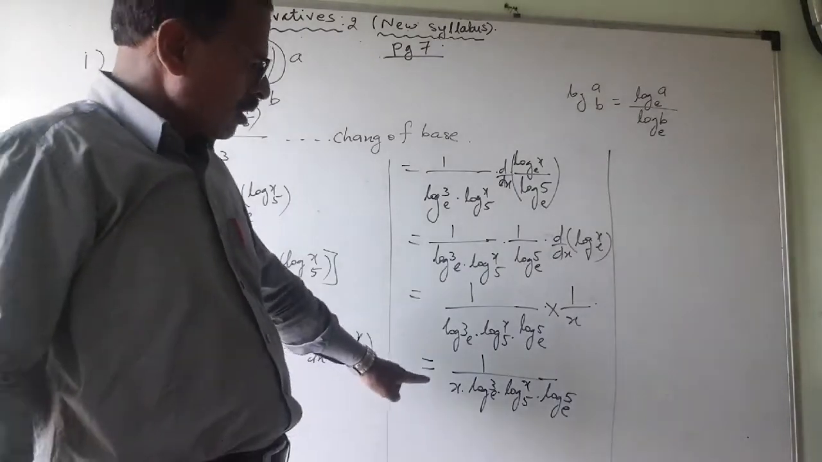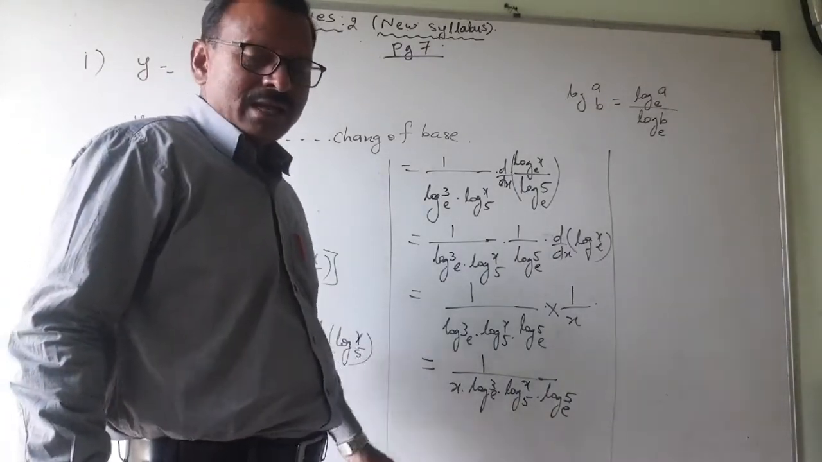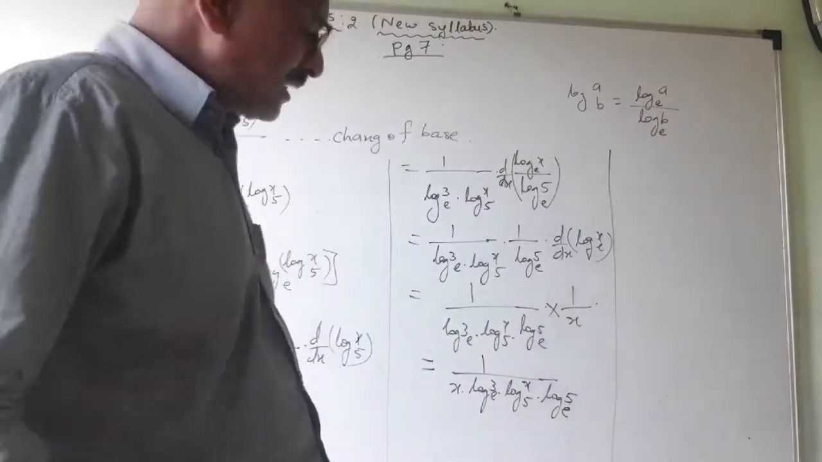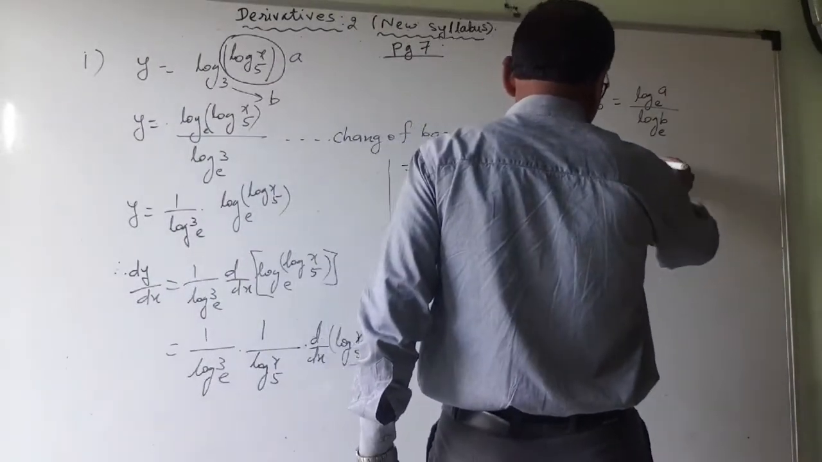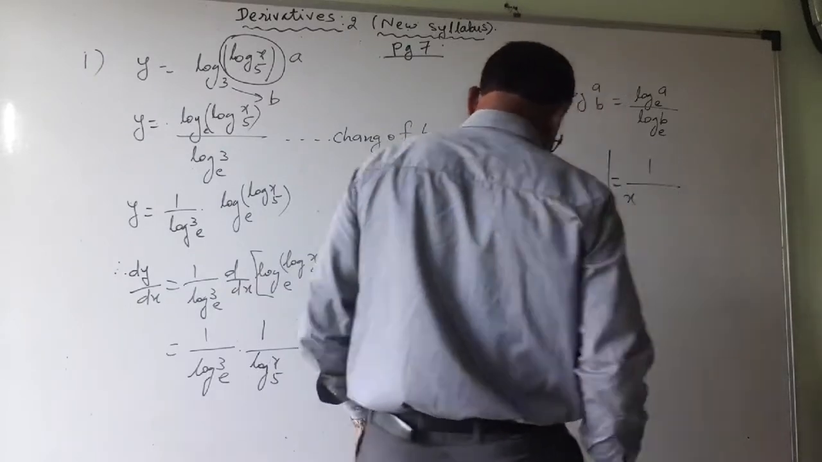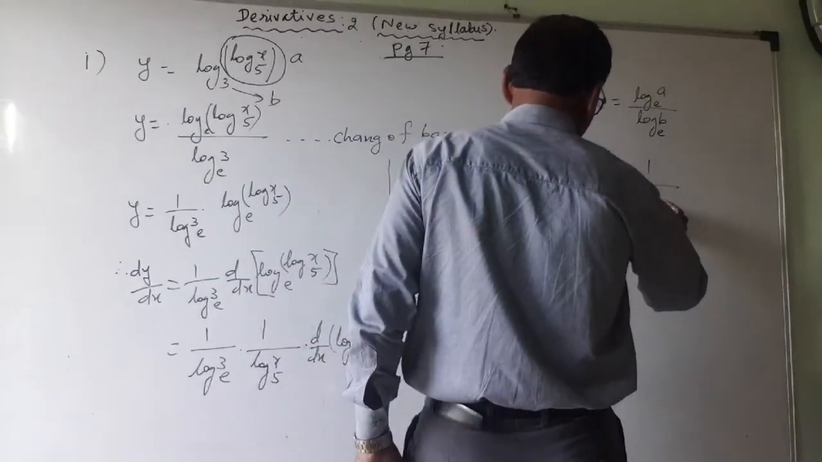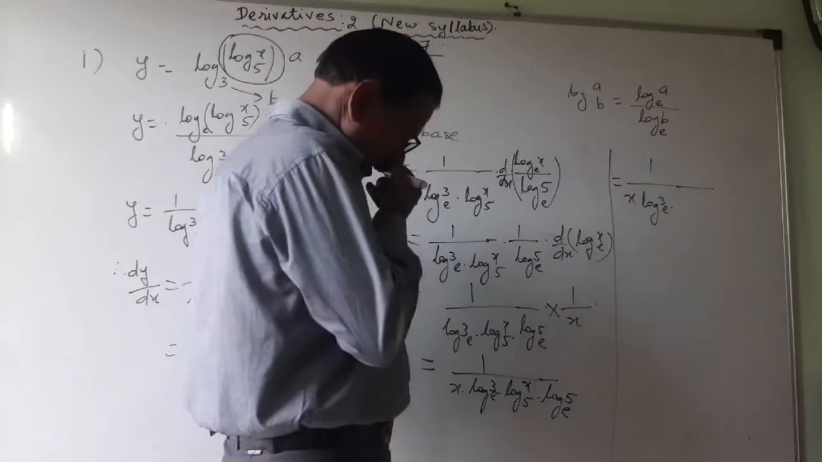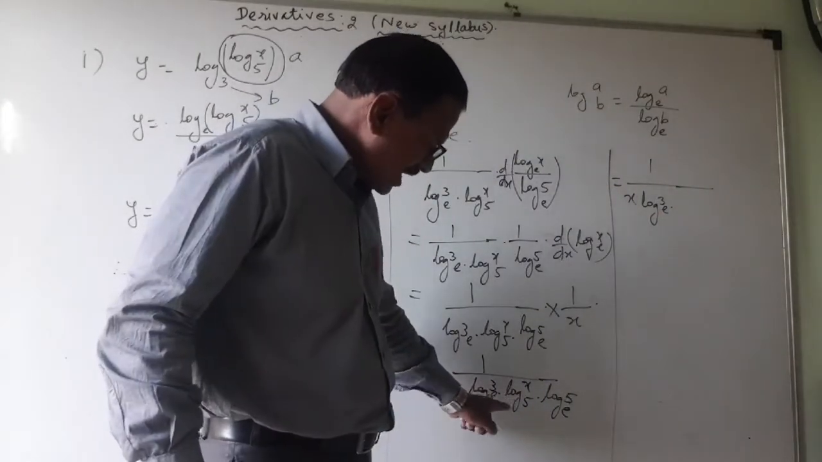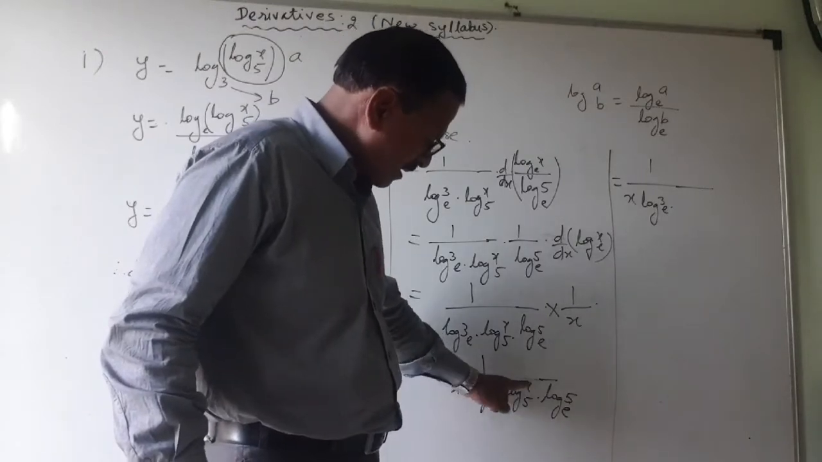So now this answer and what the textbook has solved is just the same. How I will proceed there is 1 upon x into log of 3 to the base E into this. I will change the base. Log of x upon log of 5.